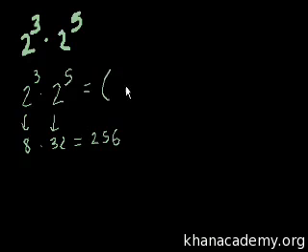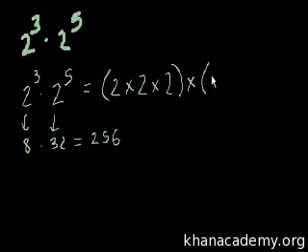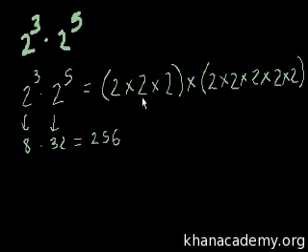2 to the third is 2 times 2 times 2, right? And we're multiplying that times 2 to the fifth, which is 2 times 2 times 2 times 2 times 2. So what do we have here? We have 2 times 2 times 2 times 2 times 2 times 2 times 2 times 2. Really, all we're doing is multiplying 2 how many times? Well, 1, 2, 3, 4, 5, 6, 7, 8. So that's the same thing as 2 to the eighth. Interesting. 3 plus 5 is equal to 8.